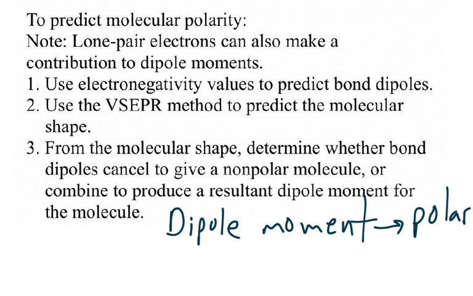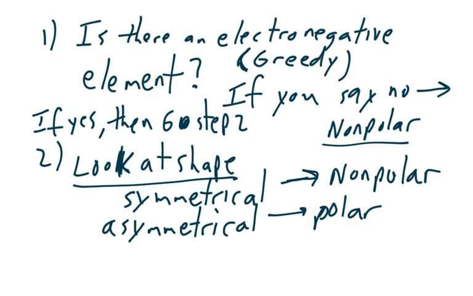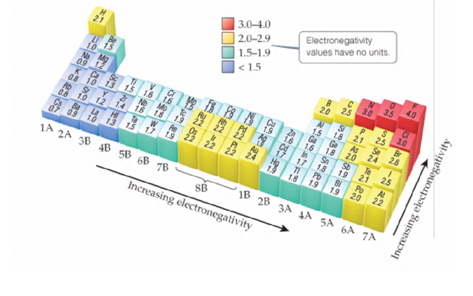Later on, we'll also look at this statement here that lone pair electrons also can make a contribution to dipole moments. In fact, the lone pairs are also what cause molecules to become asymmetrical. And what we'll learn from step number two here is that if something is asymmetrical, you will see how that influences the molecule in being polar.